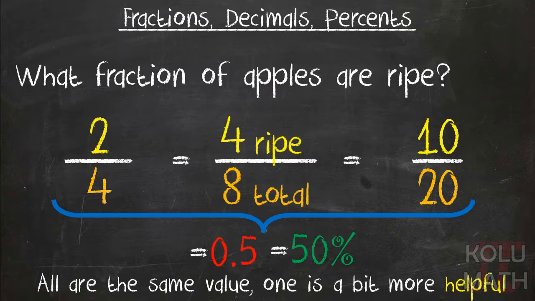So all have the same value, but one is a bit more helpful, and in this case, that's 4 over 8, because it's actually telling us the actual numbers in the problem. Doesn't mean that 2 over 4 is incorrect or that 10 over 20 is, unless your teacher is telling you to reduce the fraction, okay, which would be 1/2, just in case you're worried.